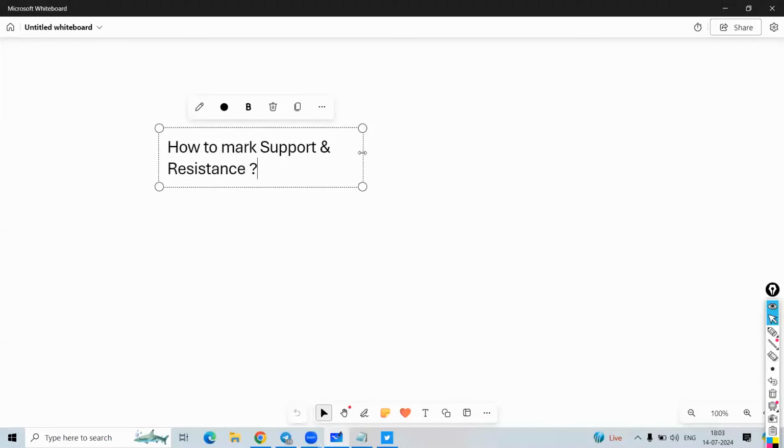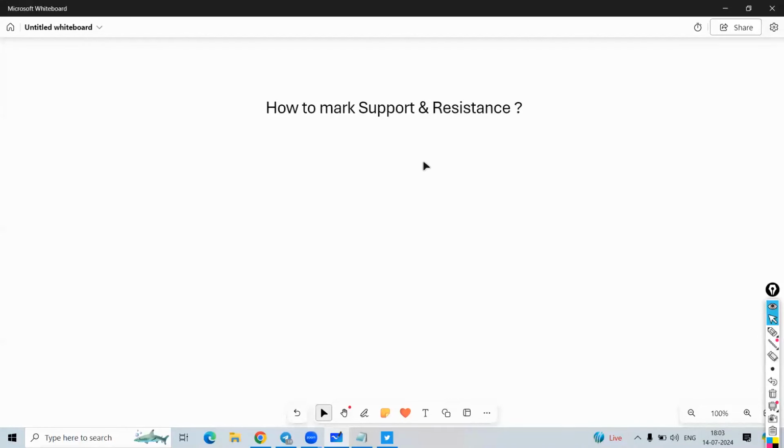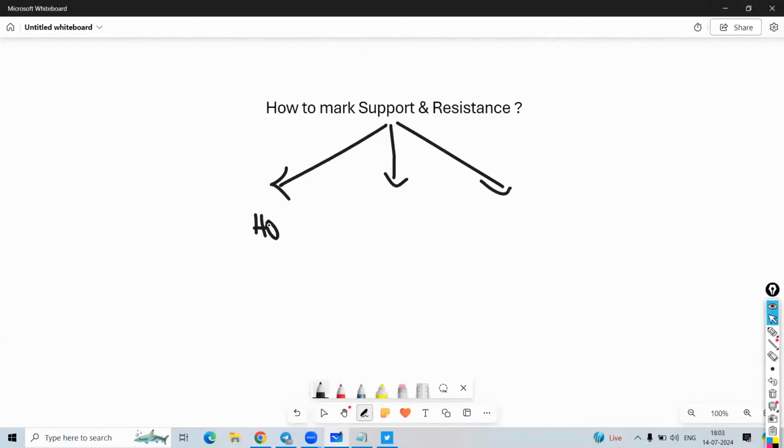Now the question is how to mark support and resistance, which method to follow, how to mark, where to mark, when to mark. So there are always three questions popping up when it comes to marking any support and resistance: how, when, and where to mark. So try to understand, it's very important. We need to be very clear on what we are trying to mark.